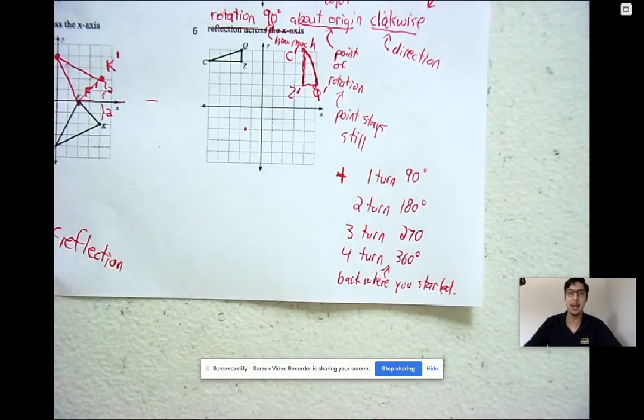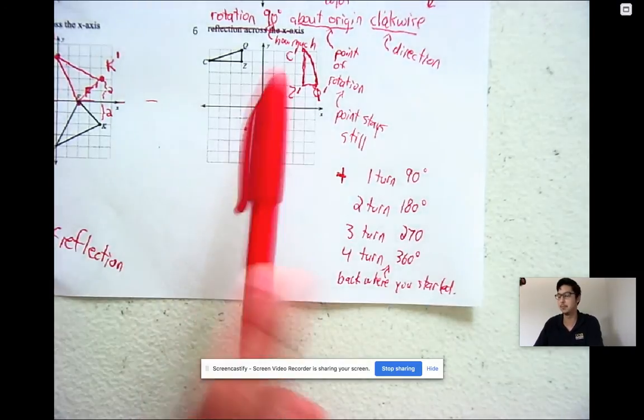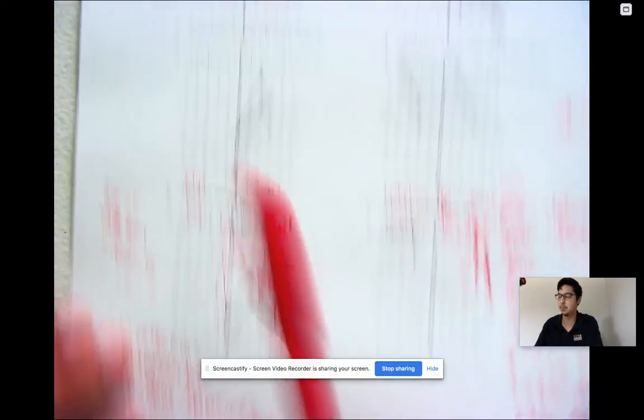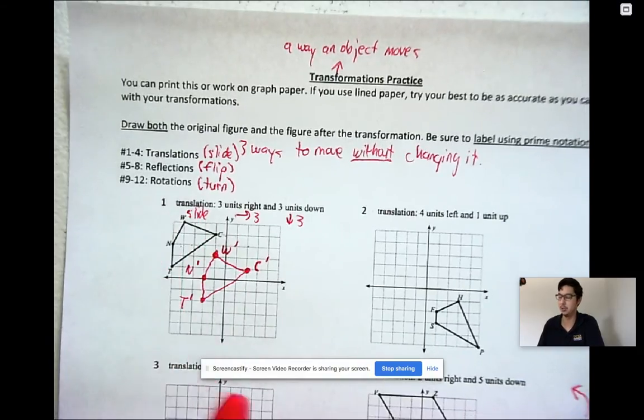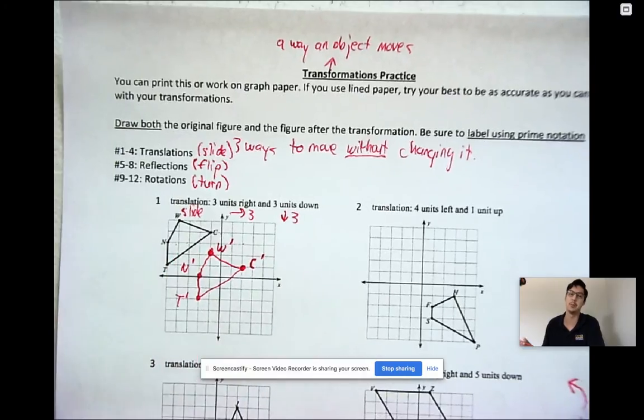Okay. So do your best with it. I'll be giving you feedback, and after you turn in this assignment, make sure you look back at it the next day and see how you did, if there's any changes you need to make before you try it another day on this. On rotations, reflections, and translations, and don't forget about labeling the new points with the primes.